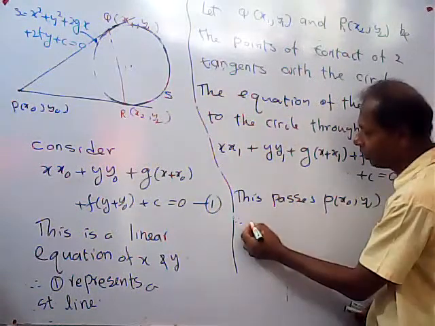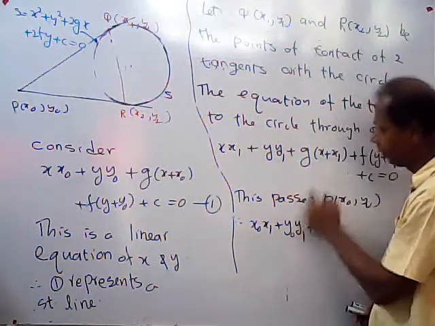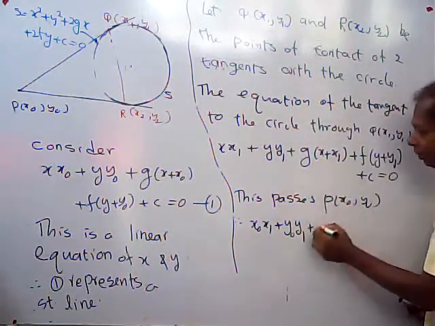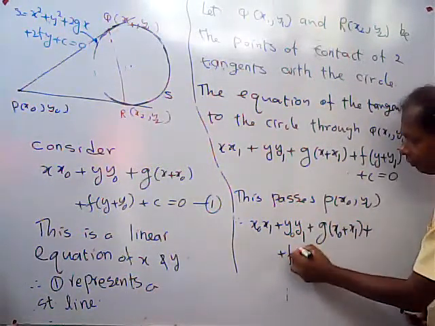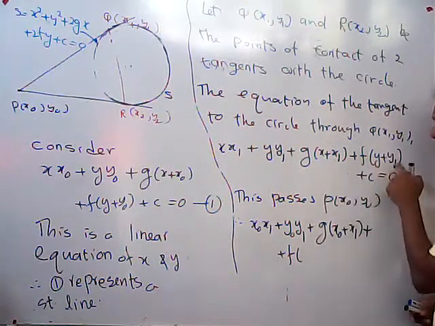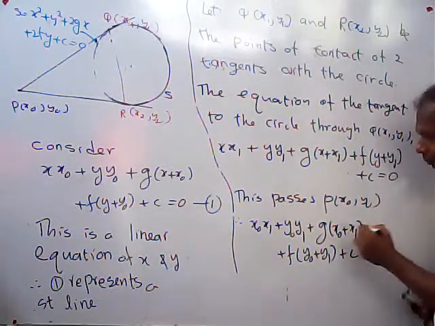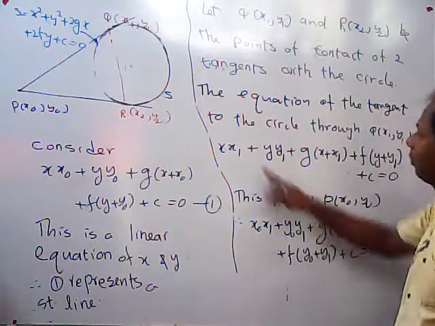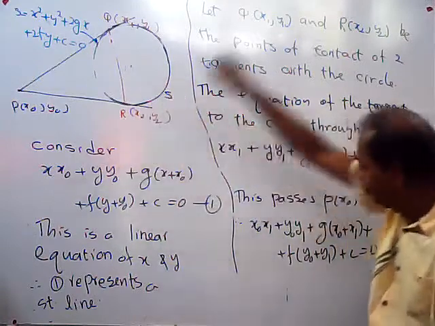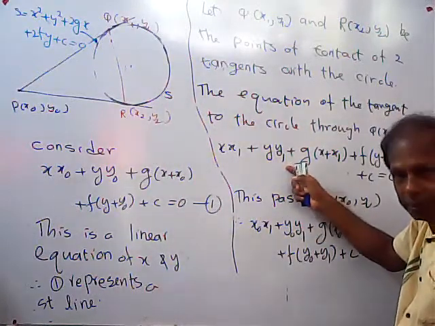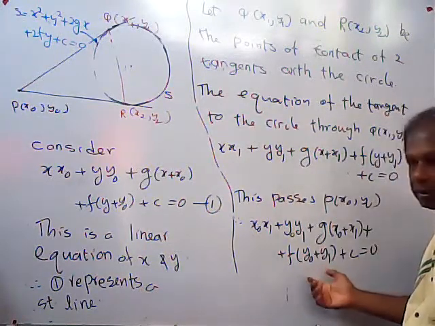Therefore, x0 x1 plus y0 y1, g times x0 plus x1, plus x times y0 plus y1, plus c equals 0, right? Because this tangent conversely passes the point P, we can apply coordinates of P x0 y0 in this, so that's what you get.